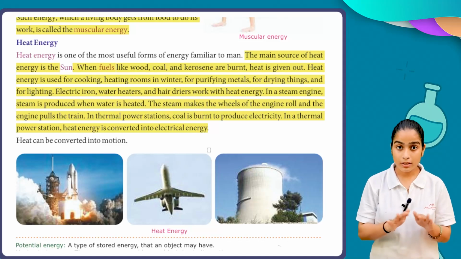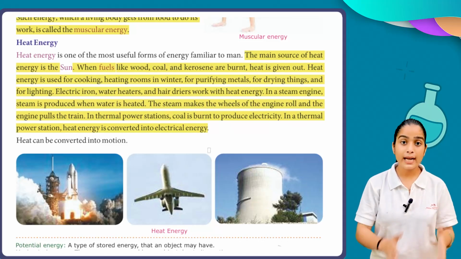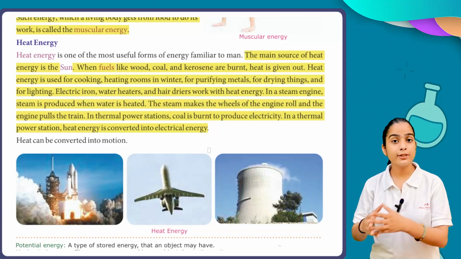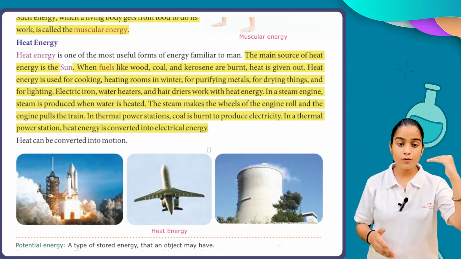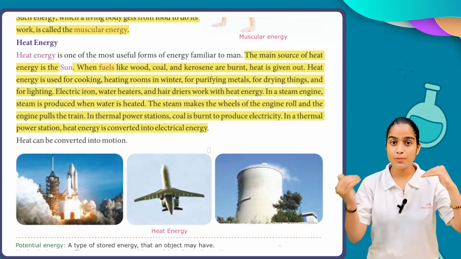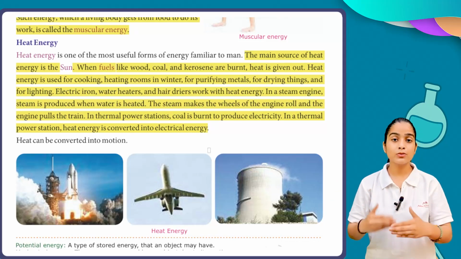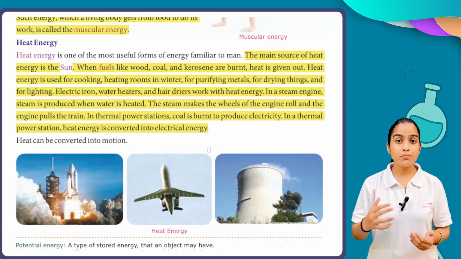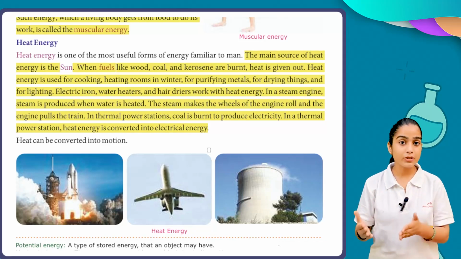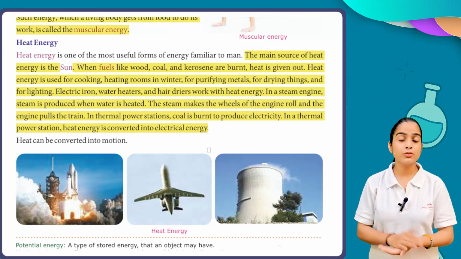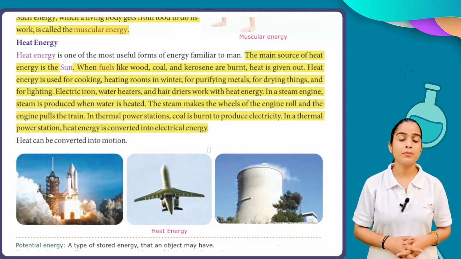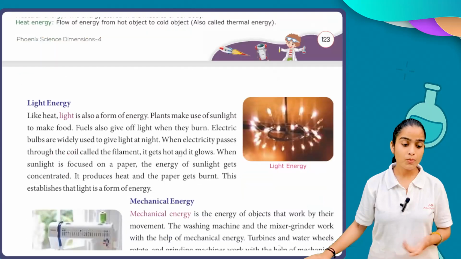And at the end, what we conclude is that heat can be converted into motion. When our fuels like wood, coal, and kerosene are burnt, heat will be produced, and it will result in the movement of the car. When petrol is heated, it results in movement. So heat can be converted into motion also.